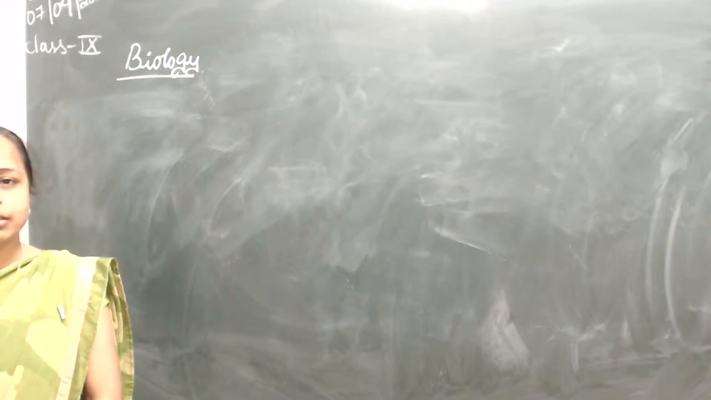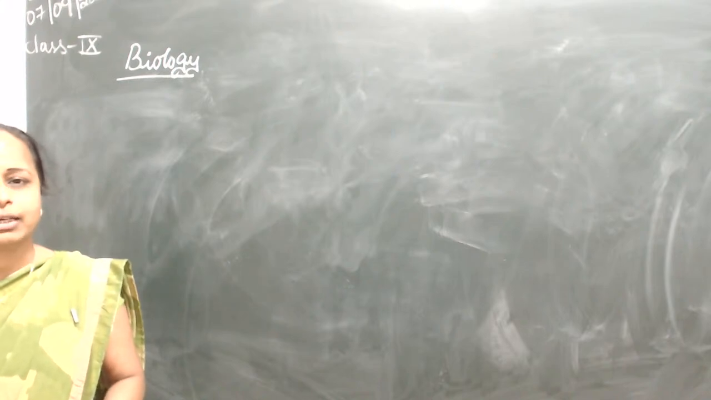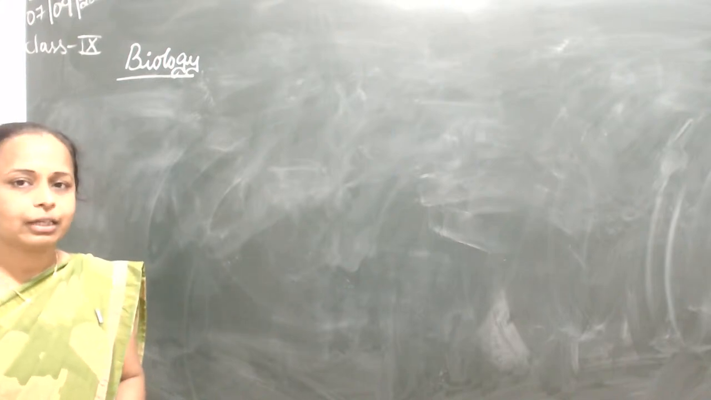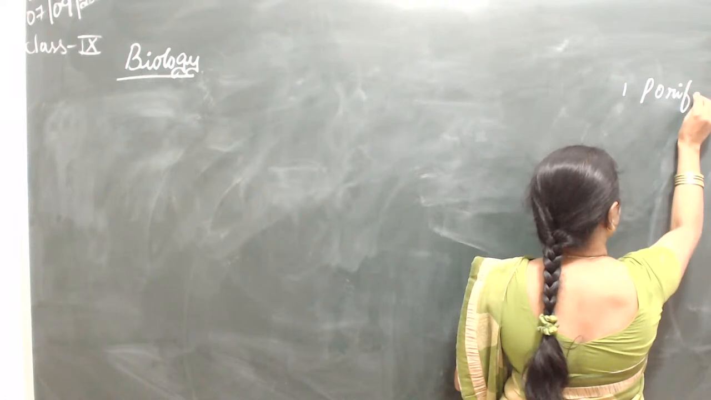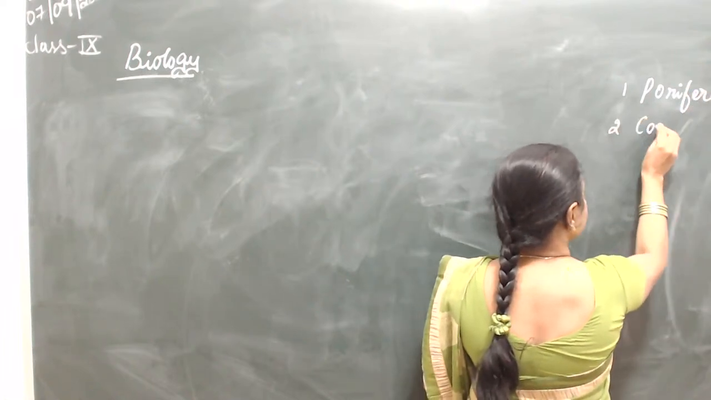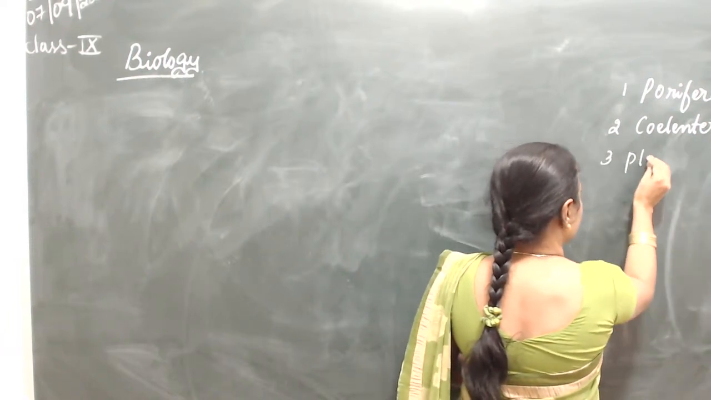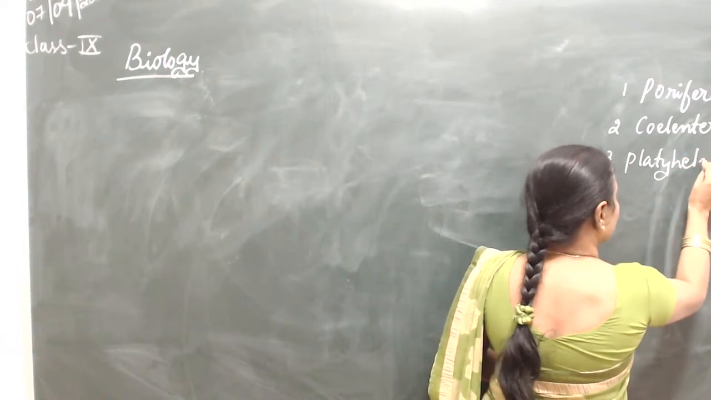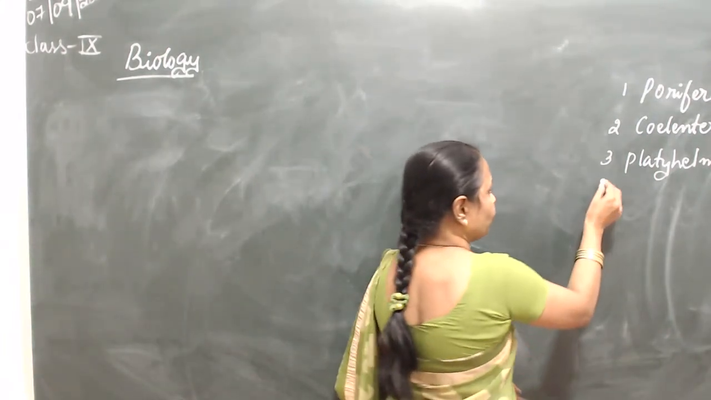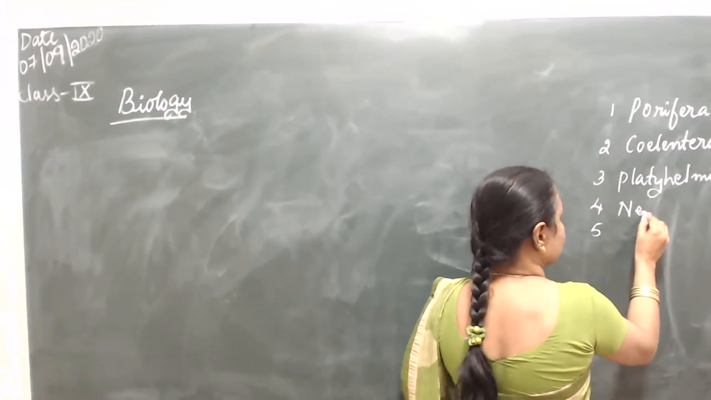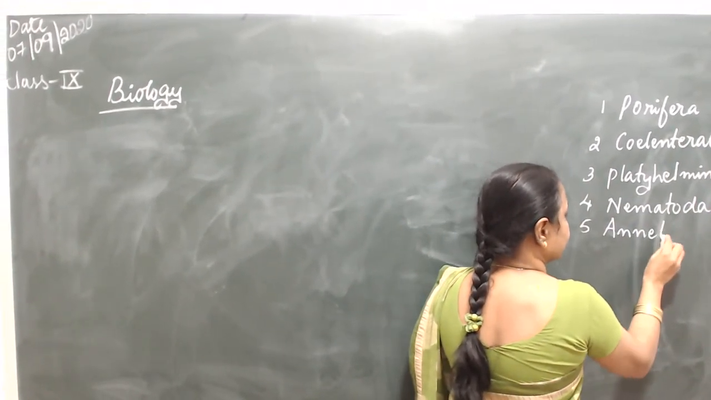We have started with our chapter, Diversity in the Living Organism. We have started Kingdom Animalia, under which we have studied the invertebrates, that is, the phyla. We have completed three phyla, that is, Porifera, Coelenterata, and Platyhelminthes. In the previous class I gave the comparison of three, four, five for you. That is, Coelenterata, Platyhelminthes, what we are going to learn today, followed by the fifth one, that is Annelida.